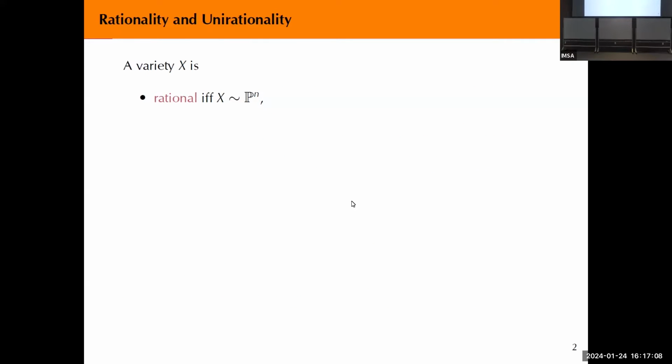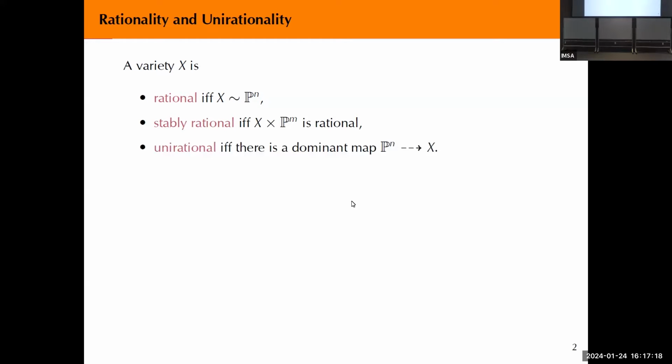Okay, so let me remind you, a variety is rational if it's birational to projective space, stably rational if it's rational after you multiply by projective space, and unirational if there is a dominant map from projective space to the variety. And of course, we don't really understand the locus of rational varieties in families.